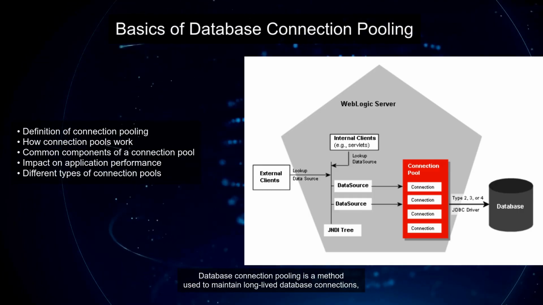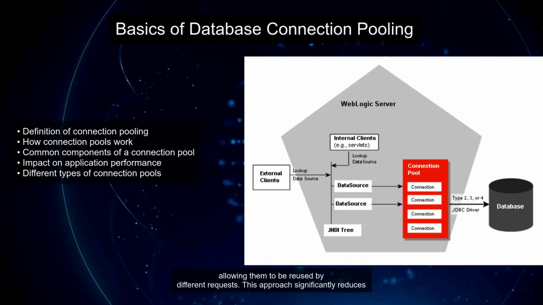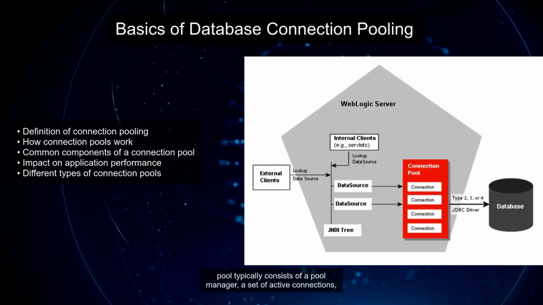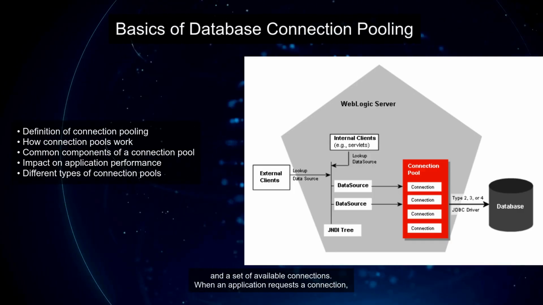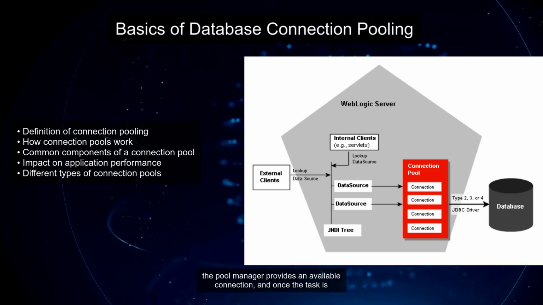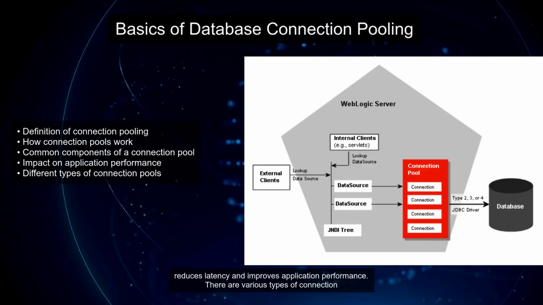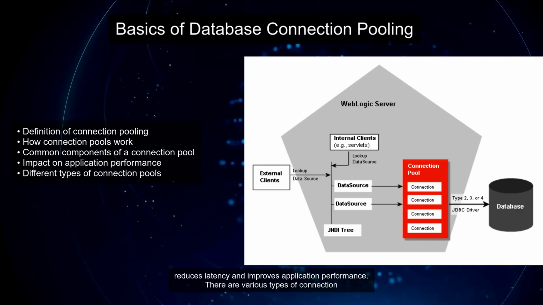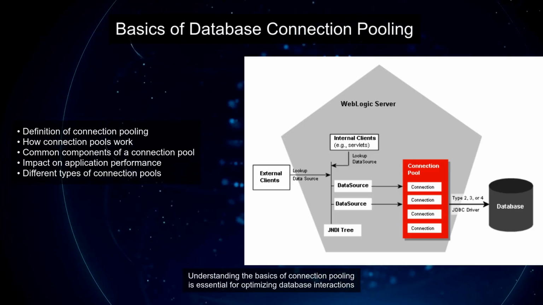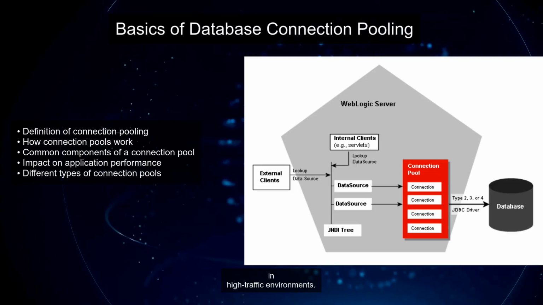Database connection pooling is a method used to maintain long-lived database connections, allowing them to be reused by different requests. This approach significantly reduces the overhead of establishing a new connection for every request. A connection pool typically consists of a pool manager, a set of active connections, and a set of available connections. When an application requests a connection, the pool manager provides an available connection, and once the task is completed, the connection is returned to the pool. This reuse of connections reduces latency and improves application performance. There are various types of connection pools, including fixed, dynamic, and adaptive, each suited for different use cases. Understanding the basics of connection pooling is essential for optimizing database interactions in high-traffic environments.